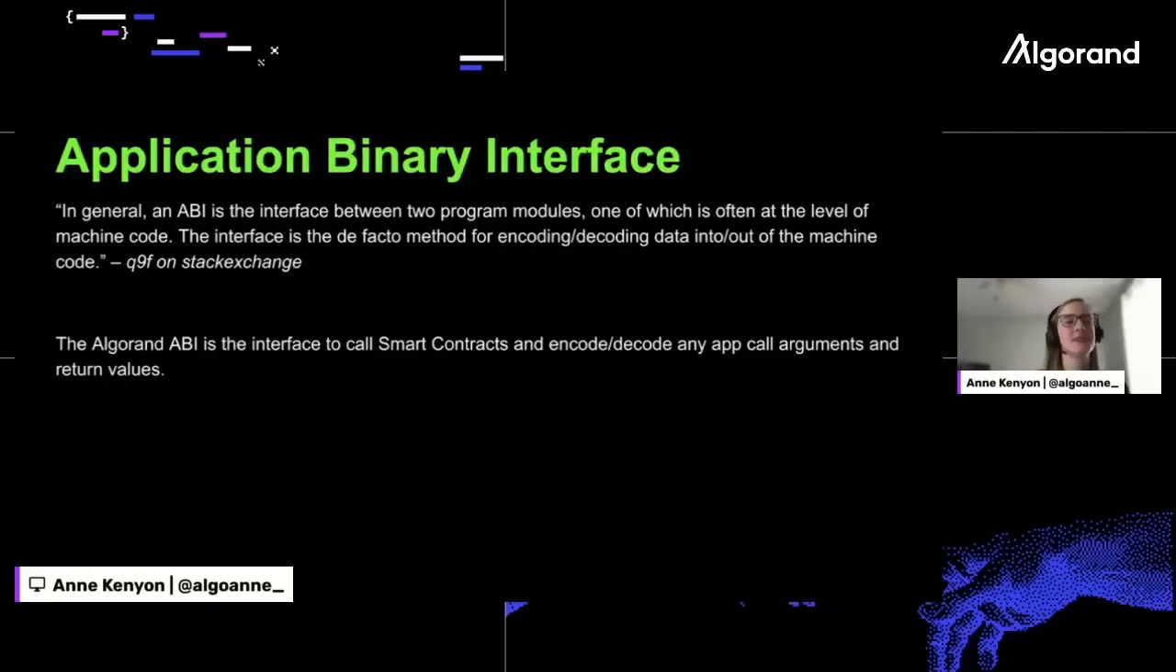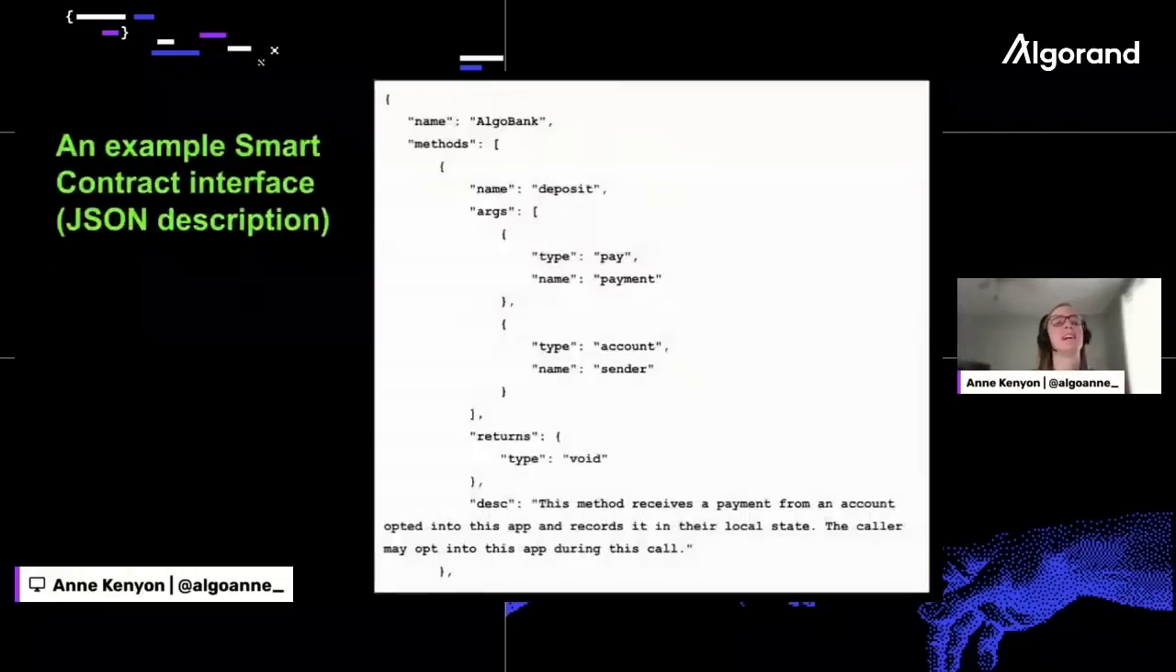So in practice, what does this look like? What does it mean to specify the ABI for a method? Well, I have just a brief example here, which is the same example Jason will use in his demo. Here's the JSON description for the interface for this AlgoBank smart contract. And this is just the beginning of it. The first method is the deposit method. It takes two arguments, the payment and the sender, and you have the argument type here, and it doesn't return anything, and here's the description. Nice. Now you publish this JSON description, and now anybody knows how to call your smart contract.